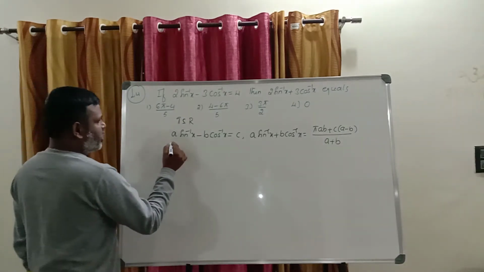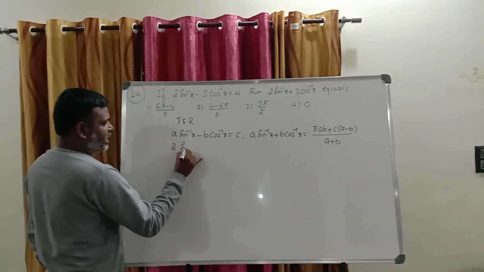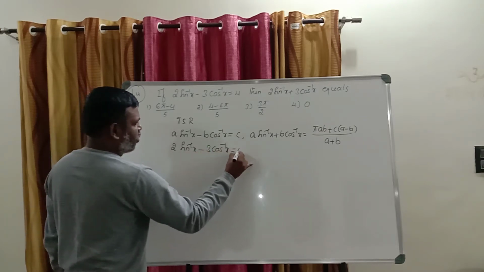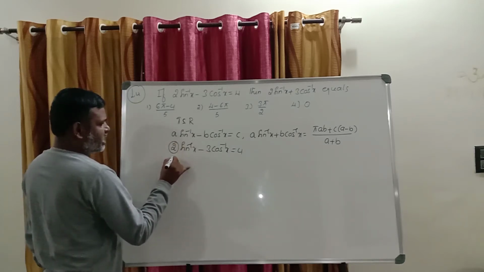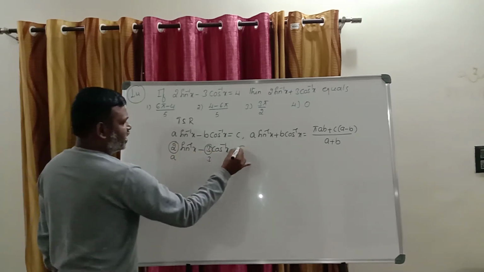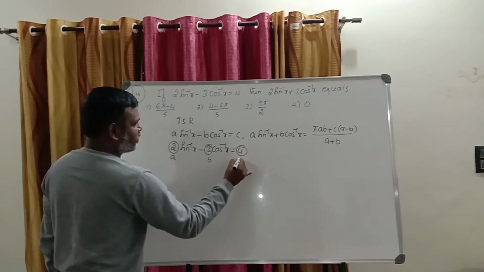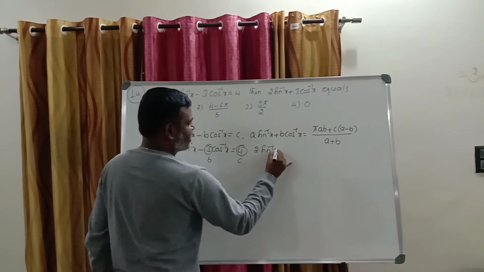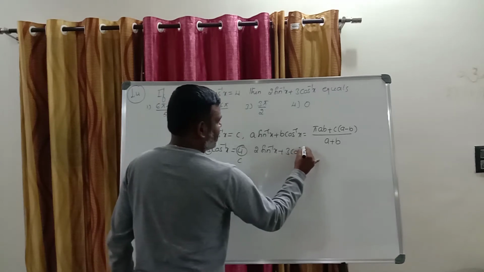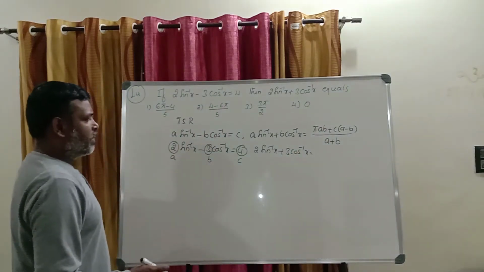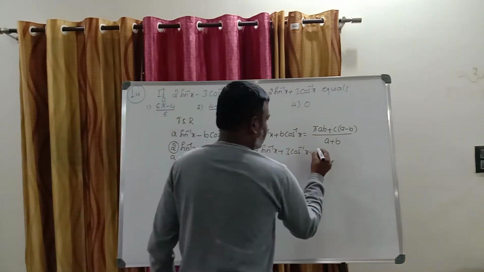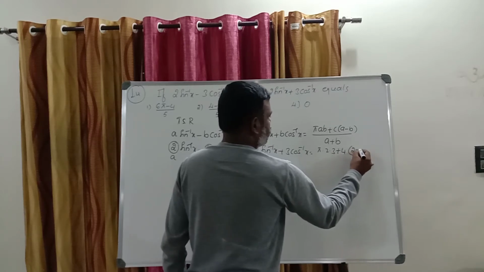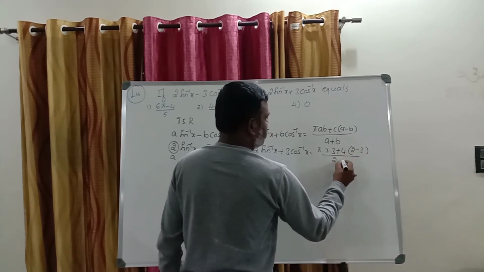Here in this problem, what are they given? They are given that 2 sin inverse of x minus 3 cos inverse of x is equal to 4. Therefore here a is 2, b is 3, and this 4 is c. Then we need to find out the value of 2 sin inverse of x plus 3 cos inverse of x. That is given, according to the rule, by pi ab, pi into 2 into 3, plus c, which is 4, into a minus b, which is 2 minus 3, divided by a plus b, which is 2 plus 3.